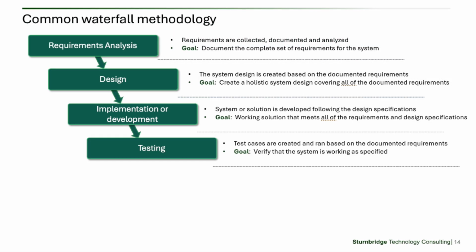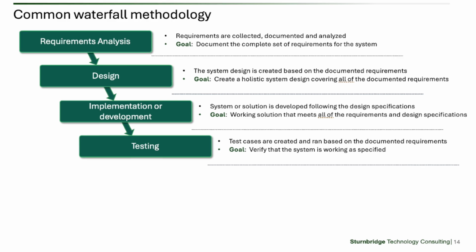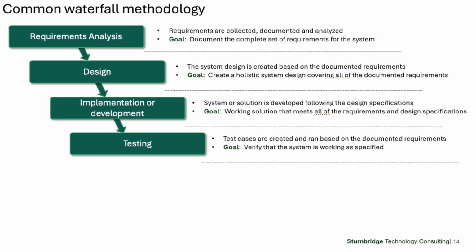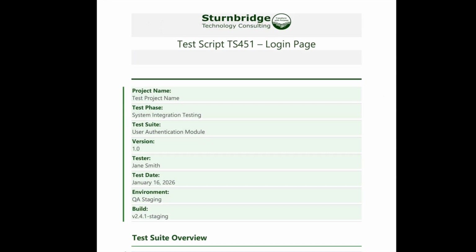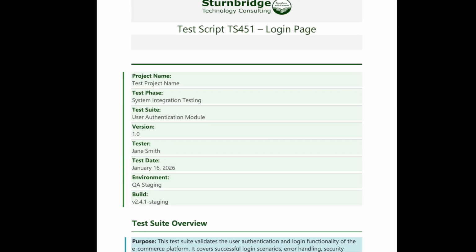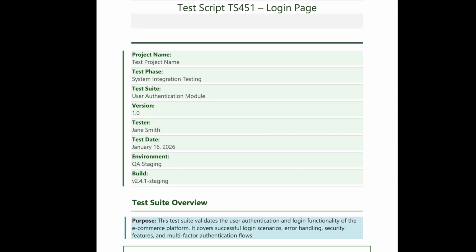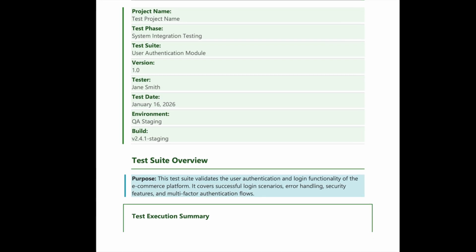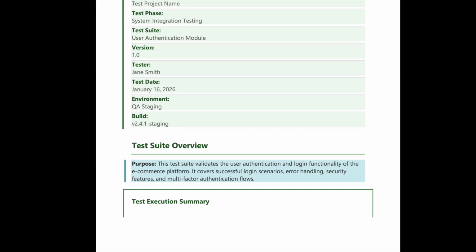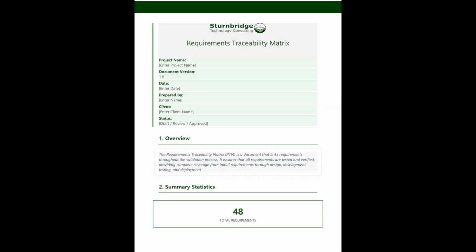Phase 4, testing. During the testing phase, the software is tested against the requirements and system design documented in phases 1 and 2. In an ideal state, especially in regulated industries, every requirement and technical specification needs to be linked to a test procedure that proves that the system is working as intended in the documentation. You might hear this called the traceability matrix in the industry.